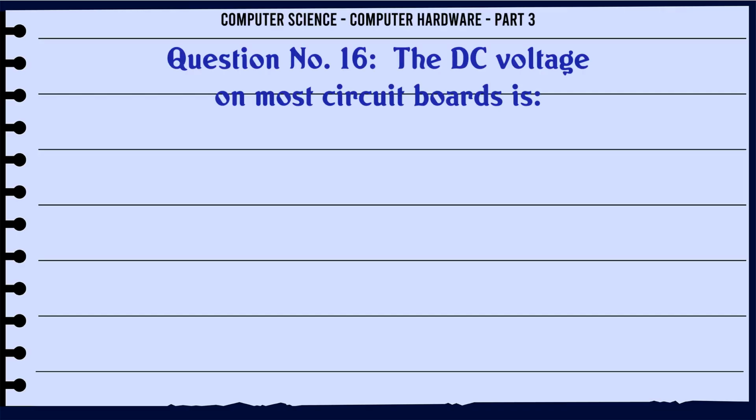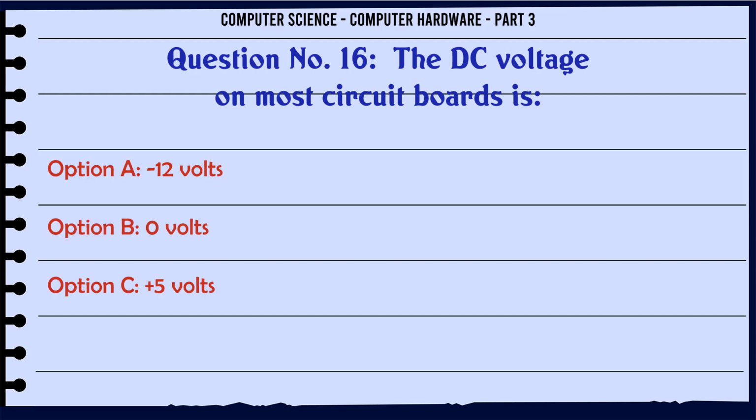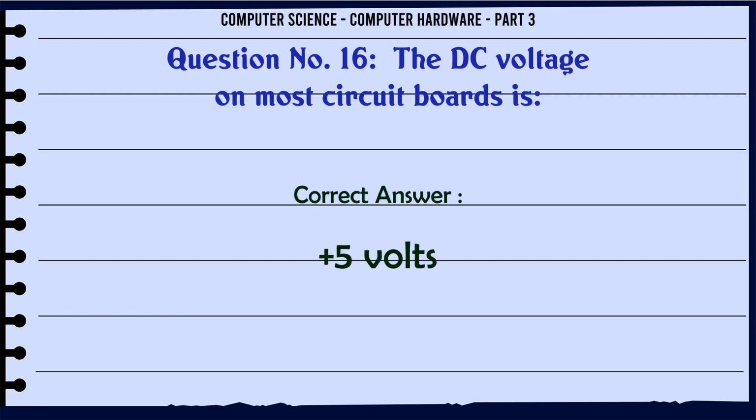The DC voltage on most circuit boards is A. 12 volts. B. 0 volts. C. 5 volts. D. 12 volts. The correct answer is 5 volts.